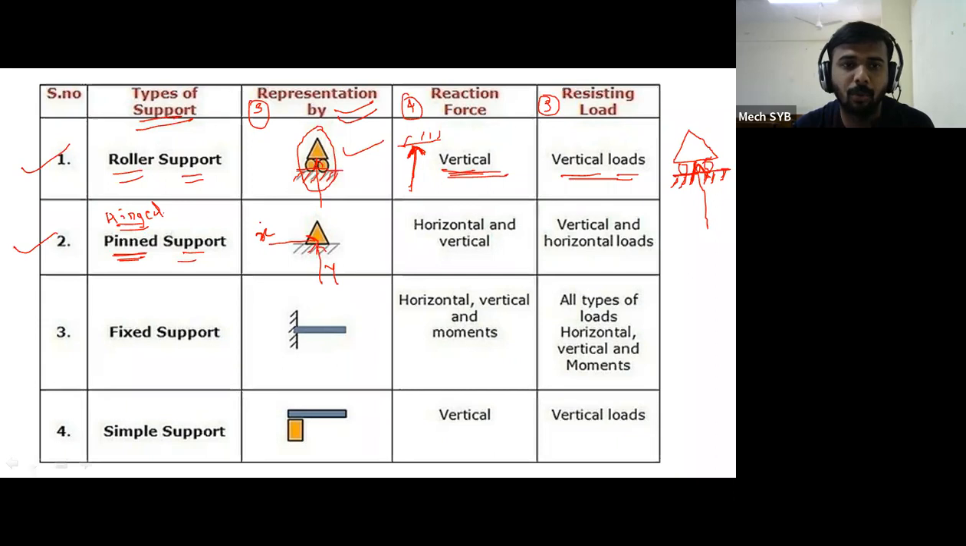So what is the difference between roller and hinge? In the roller support, it is having only one reaction, that is in vertical direction. But in pinned support, which is also called a hinged support, there are two reactions, one in vertical direction and another in horizontal direction.